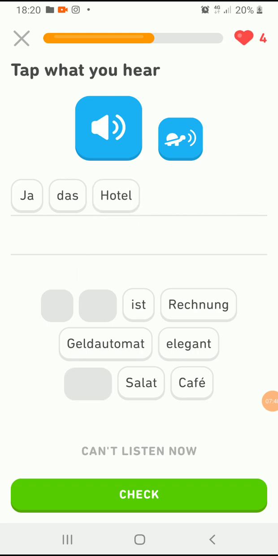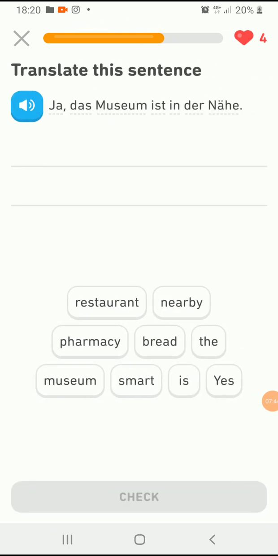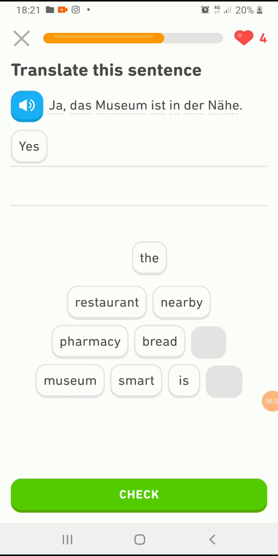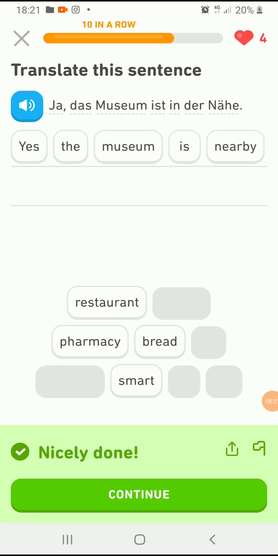Ja, das Hotel ist elegant. Ja, das Museum ist in der Nähe. So, Museum. Okay. Just one moment. Because this diphthong, EU... Oi, but it says museum. Okay, so this time it's pronounced differently, probably because the word does not come from the German language itself, might be more Latin or something like that. So, ja, das Museum ist in der Nähe. So, yes, the museum is nearby. As simple as that.